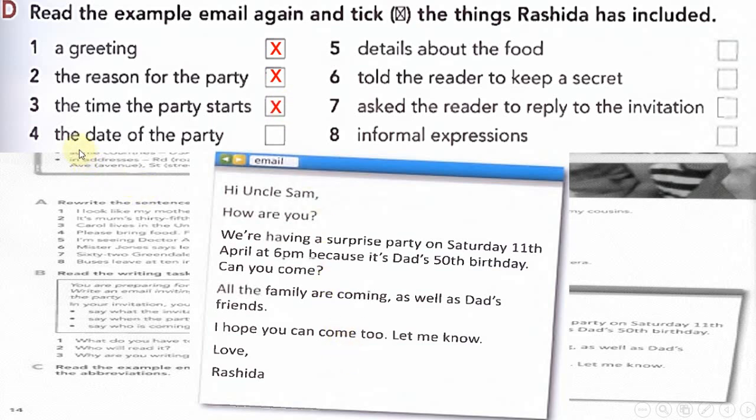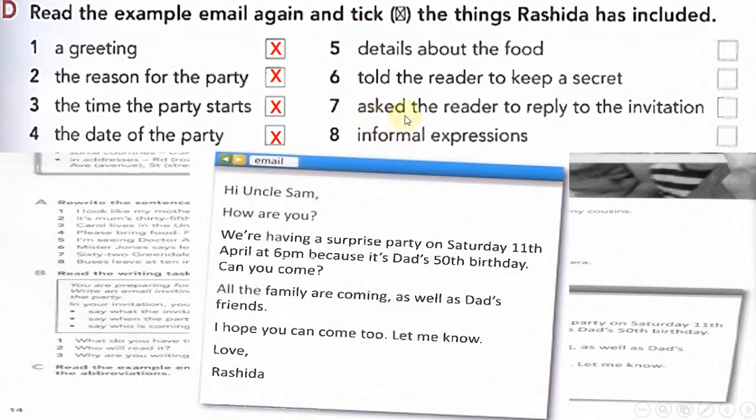Now, did she mention the date of the party? Did she mention the date? Look here, 11th of April, right? So she did. Okay. Did she mention details about the food? Actually, not. Is there any information that she wants the reader to keep a secret? Actually, not.